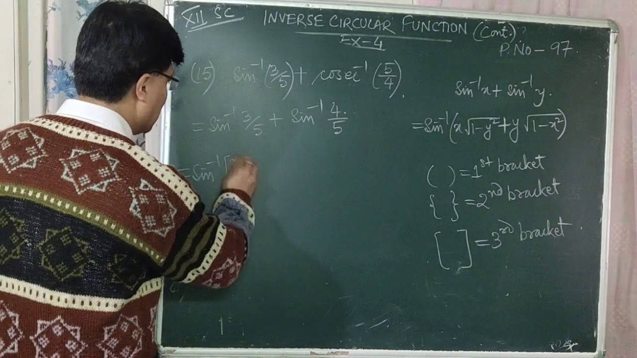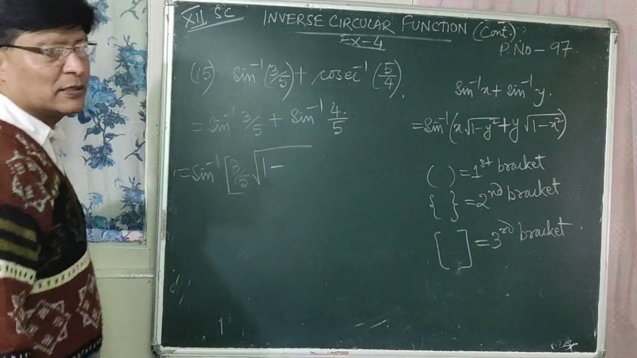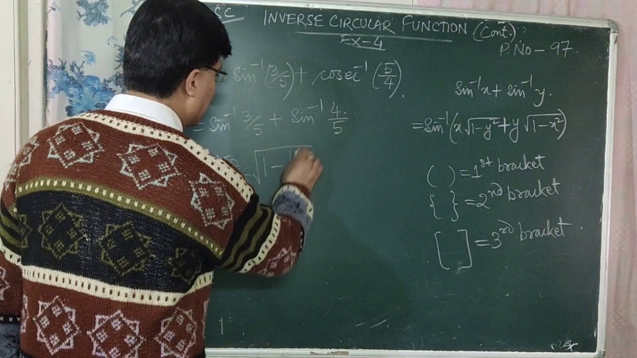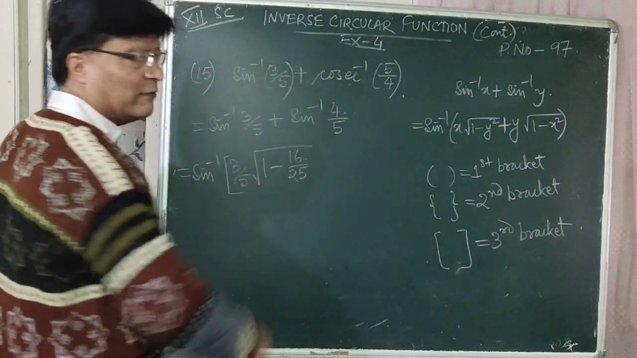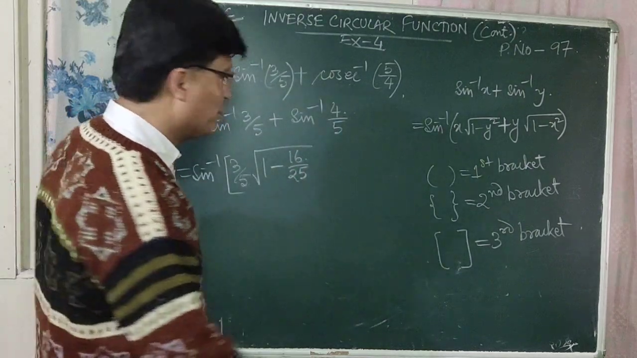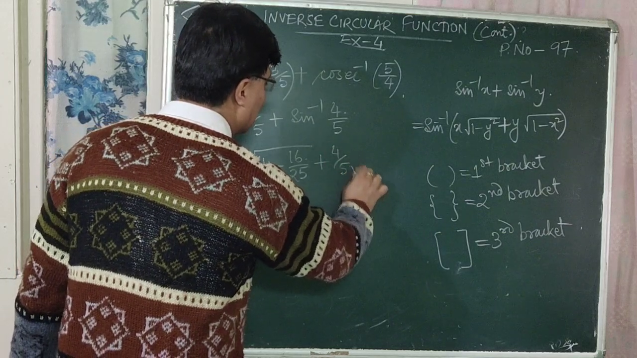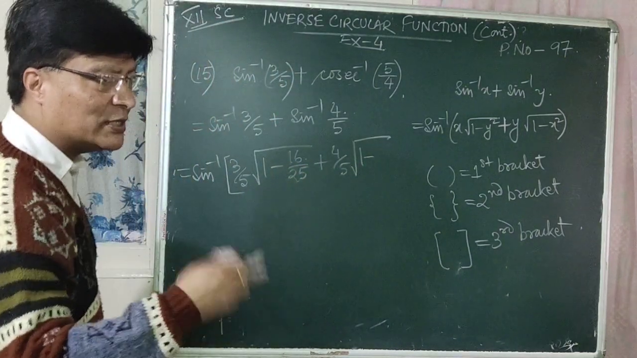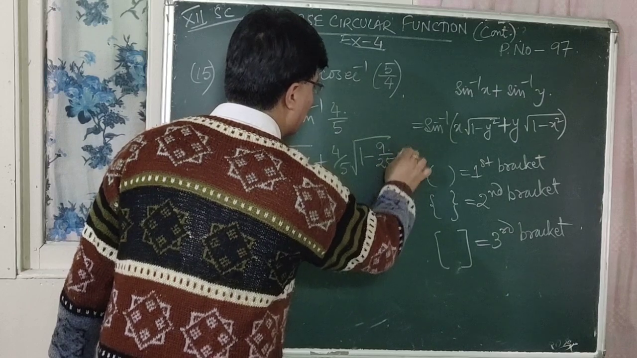So now, within third bracket, what is the formula? What is x here? 3 by 5, then within square root, 1 minus, what is 4 by 5 whole square? It is 16 by 25, that is your 4 by 5 whole square, right? Plus, now what is y? Y is 4 by 5, then within square root 1 minus, what is x whole square now? This is 3 by 5 whole square. What is it? It is 9 by 25.